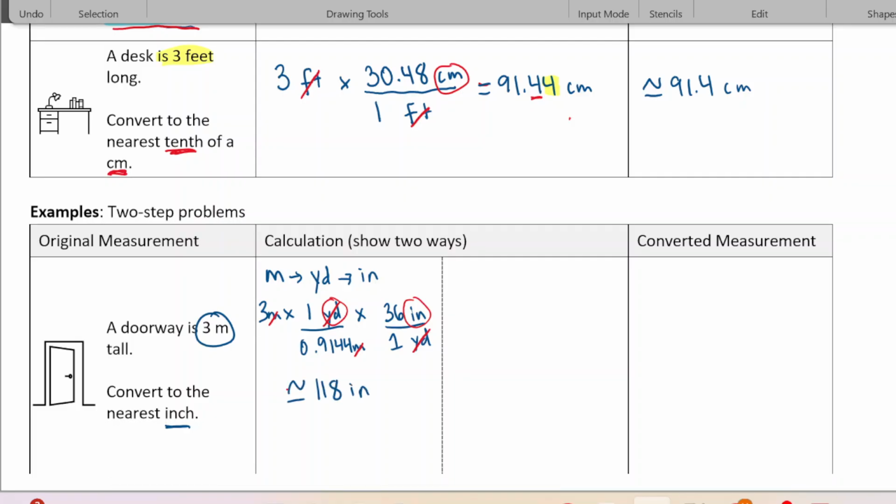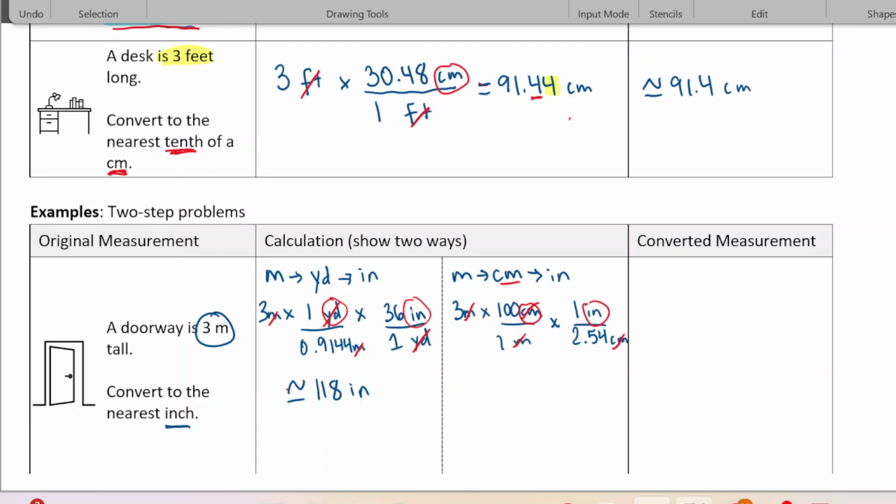Let's do it the other way. So meters to centimeters to inches. So start with what you have. Now for centimeters, there's 100 centimeters in 1 meter. Okay, notice the meters are canceling. I've got centimeters now. Okay, and then I have 1 inch in 2.54 centimeters, and the centimeters have canceled now, and I'm left with what I want.